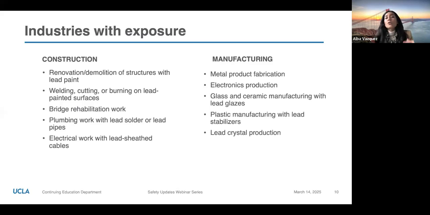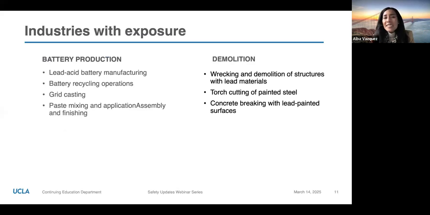the industries with exposure. So electrical work with lead sheathed cables. In manufacturing, you have metal product fabrication, electronics production, glass and ceramic manufacturing with lead glazes, plastic manufacturing with lead stabilizer, lead crystal production, lead acid battery manufacturing. And you're going to find, very interestingly, that because of the lead acid battery manufacturing industry current processes, it's difficult to get them to under the current approved PEL. So there's some different deadlines for them as they work towards lowering those level of exposure.